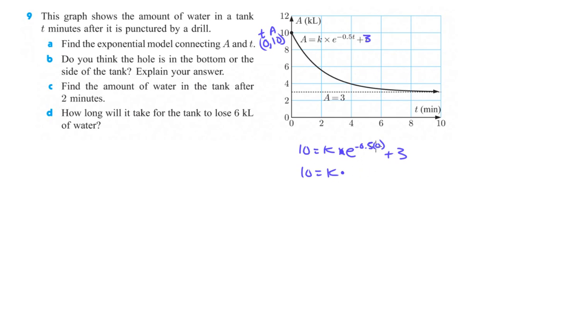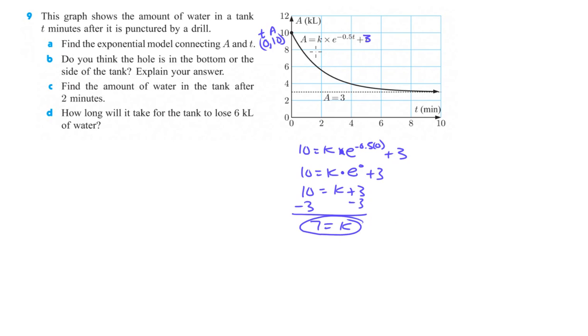Negative 0.5 times 0, that's going to be to the 0 power, right? And we know that anything to the 0 power is just 1. So we get 10 equals K plus 3, right? Because that's going to be K times 1, which is just K. Subtract 3 from both sides, and we now know that K is 7.